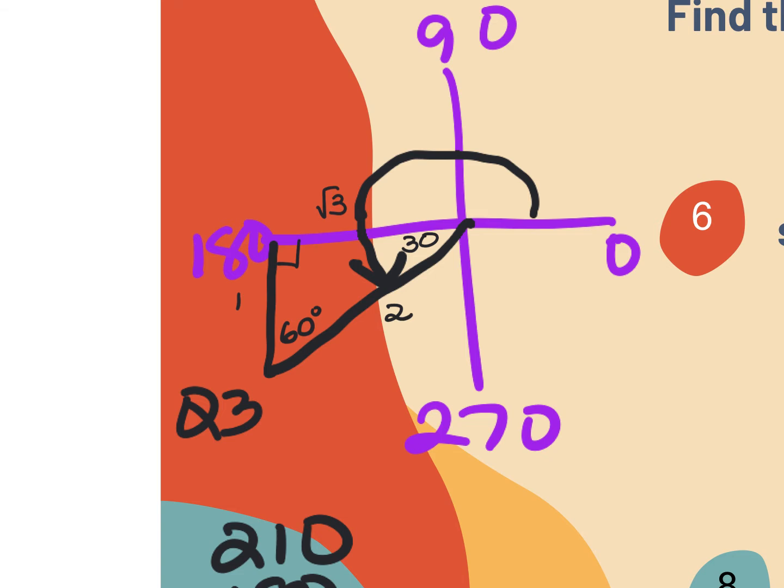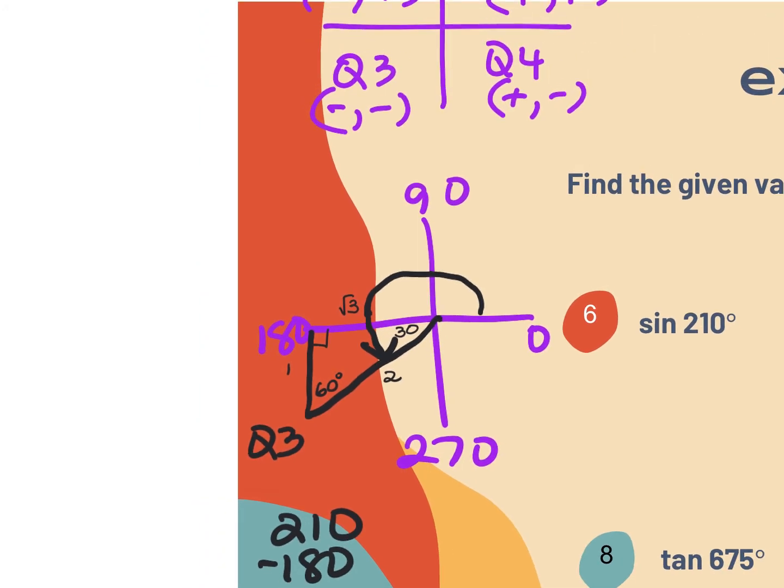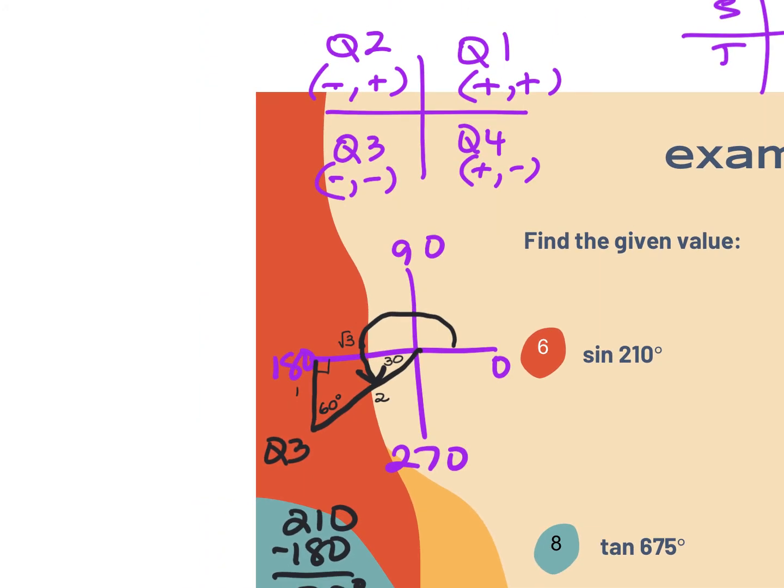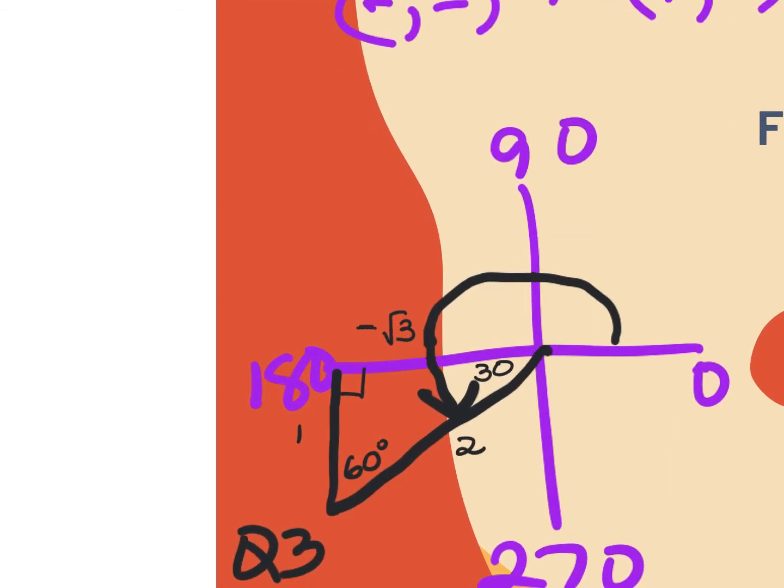You're memorizing this from the night before's homework. So in the 30, 60, 90, across from 30 is 1. Across from 60 is the square root of 3. And then across from the 90, the hypotenuse is going to be 2. Now remember, the signs in quadrant 3, my x and y values are both negative. So the root 3 is negative, and so is the 1.